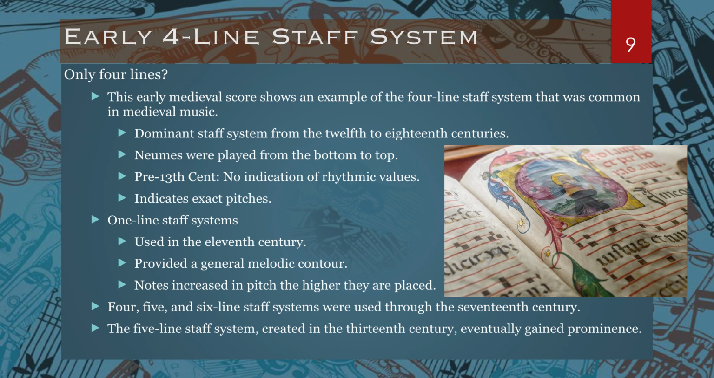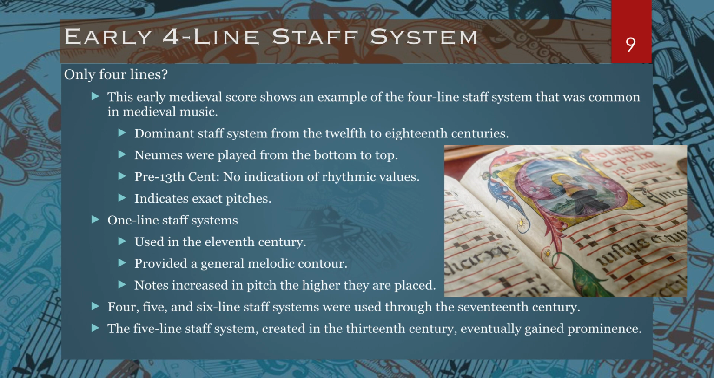So this early medieval score shows an example of the 4-line staff system that was common in medieval music. It was a dominant staff system from the 12th to the 18th centuries. Neumes were always played from the bottom of the staff to the top. In pre-13th century, there was no indication of rhythmic values.